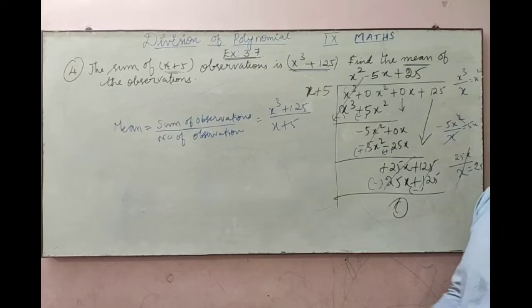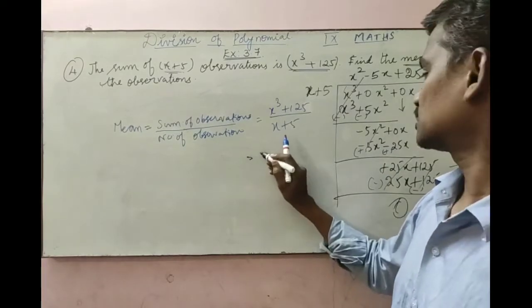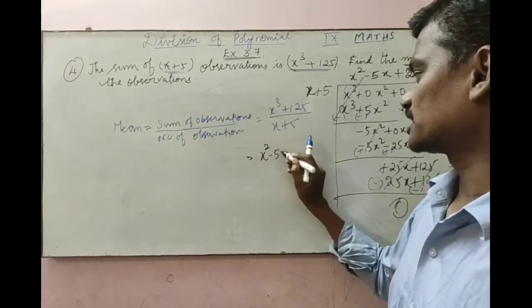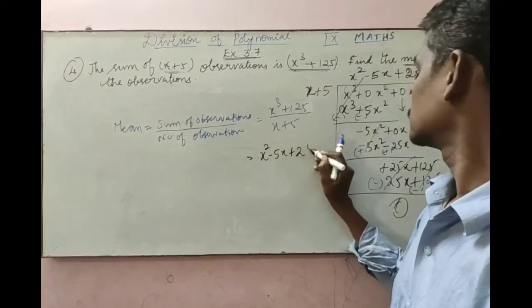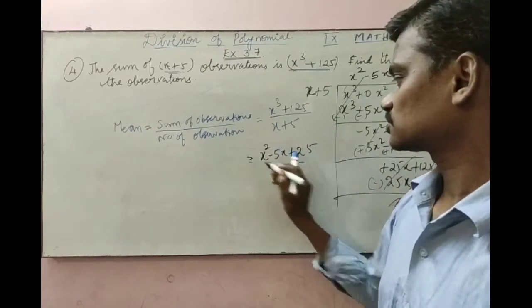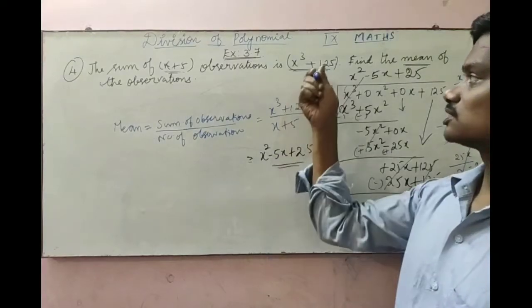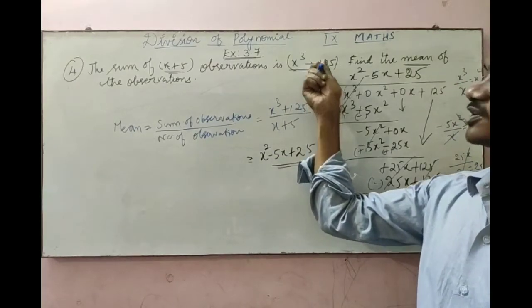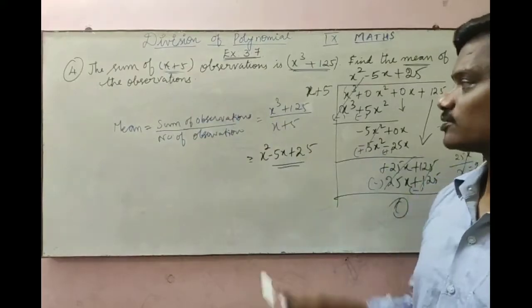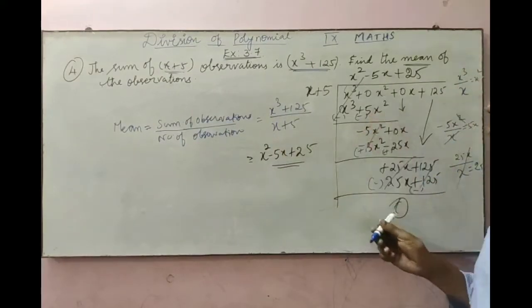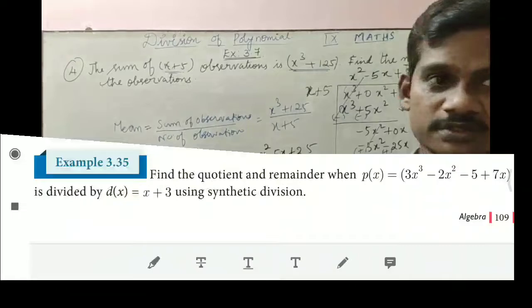This quotient is the mean. What is the mean here? x square minus 5x plus 25. So this is the mean of the given observation. This is the sum of observation and this is the number of observation. If we divide this, we will get the mean of the observation.